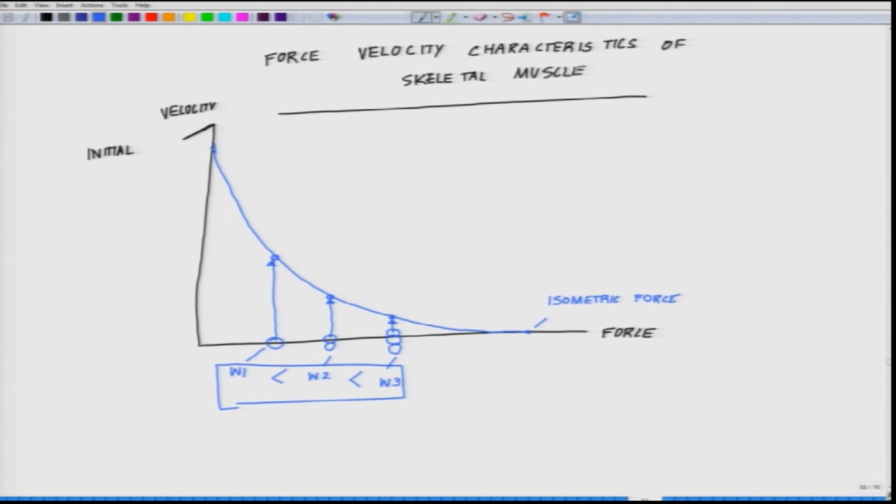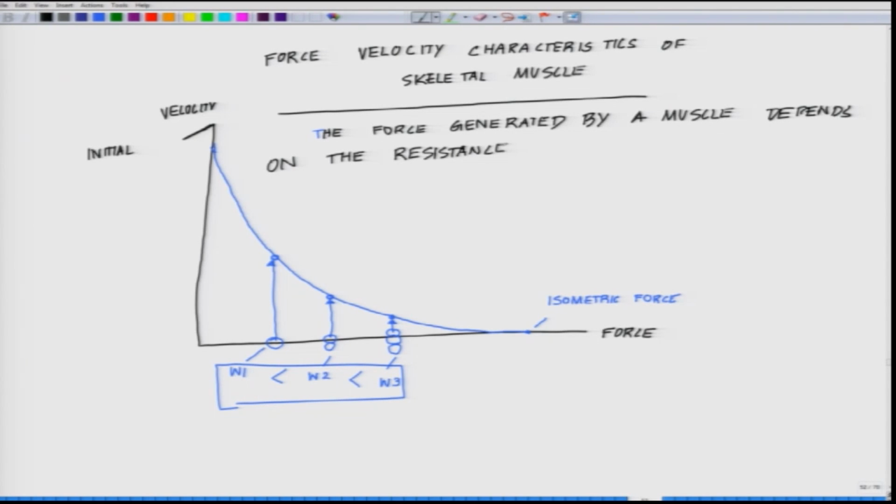So, now let us put it together once we have put the drawing. Once again, the force generated by a muscle, and mind it, this is all a function of that subtype of myosin which is present there, depends on the resistance against which the muscle contracts. Fine.